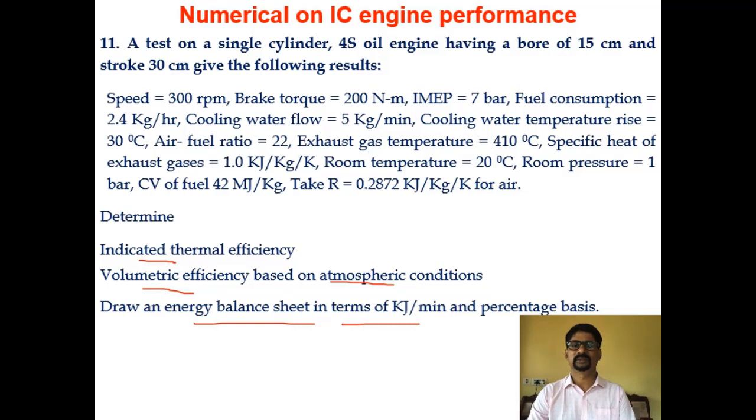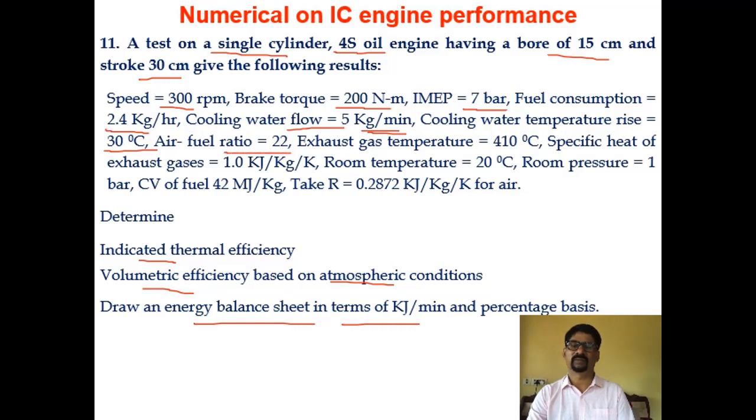Okay, let us discuss this. So it is a single cylinder, very important, four stroke. Bore is 15 cm, 0.15 meter, stroke is 0.30 meters. Speed is given, capital N, brake torque T is given, PMI is given, 7 bar convert into Pascal, 7 × 10^5 Pascal. Look at the fuel consumption, it is given in kg per hour, let it be in kg per hour initially. Cooling water flow, so that is MW is given 5 kg per minute, look at here, it is given per minute. Temperature rise, there is T2 minus T1 is 30 degrees Celsius.